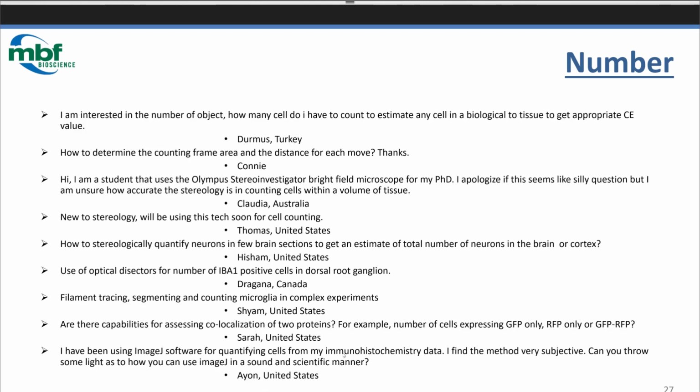I'd like to end with this last question from Ayon. I've been using ImageJ software for quantifying cells from my data. I find the method very subjective. That's because it is very subjective. You're probably dealing with not a three-dimensional situation, just counting cell pieces. This is why we really want to use unbiased stereology. We want to use the optical fractionator to come out in a sound and scientific manner to get an unbiased estimate of the number of cells.